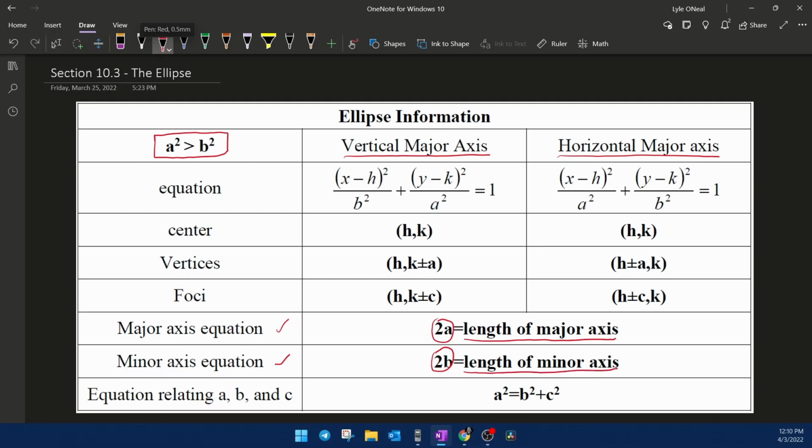One more important concept before we move to Desmos is the Pythagorean relationship. So for an ellipse, this Pythagorean relationship holds true: a squared equals b squared plus c squared. And this is going to be very important if you know two of those variables and you need the third. Now, let's jump over to Desmos and look at a graphical representation of this content.